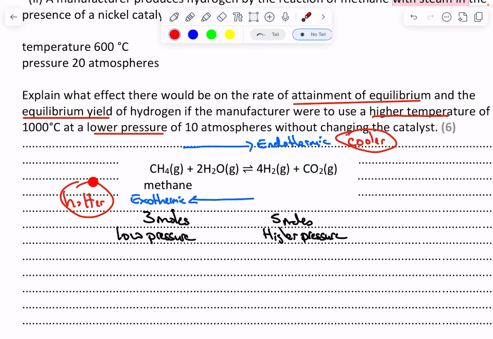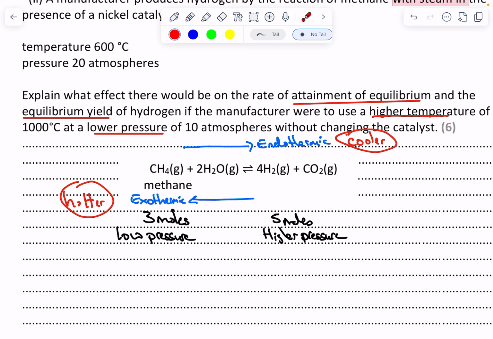Then if we look at the number of moles, we've got 1 mole of methane and 2 of water, so we've got 3 moles here. On this side, we've got 4 moles and 1 mole, so we've got 5 moles here. Because there are more moles, this side is the higher pressure. This side has fewer moles, and therefore this is the low pressure. Now that we've got that, let's check what the question wants us to do.